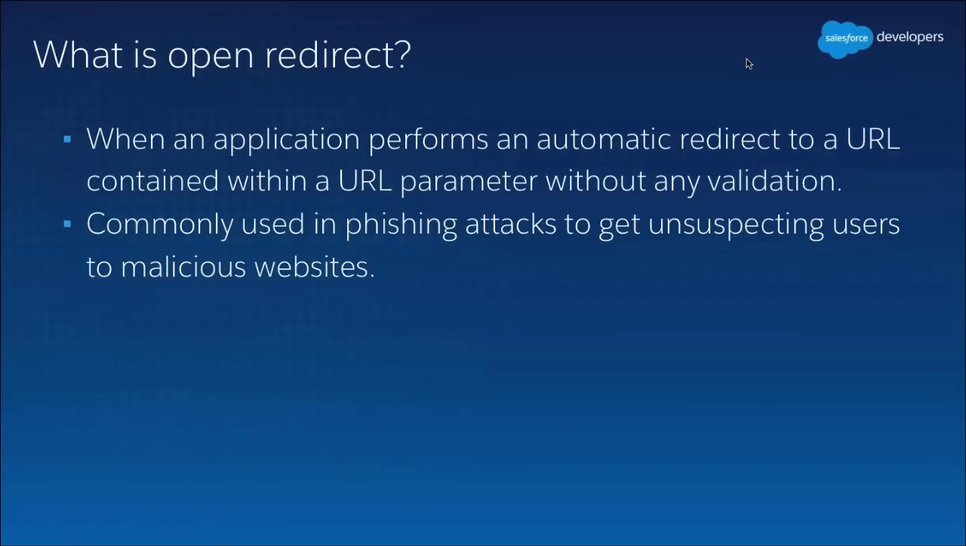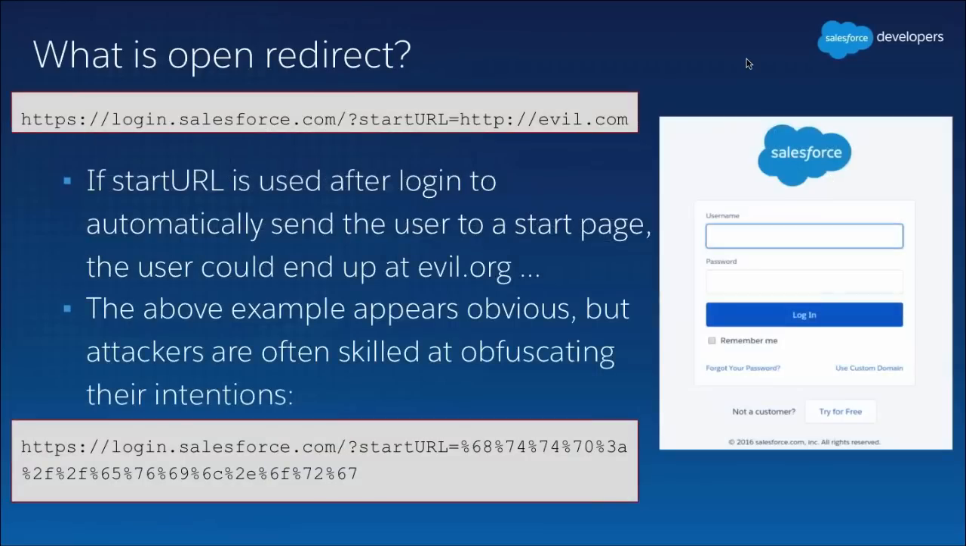So basically, just to give an example, let's assume Salesforce has open redirect. We do not have it, but just for demonstration purposes, let's say Salesforce has open redirect. Here, what happens is, if the start URL is a parameter which is vulnerable to open redirect, and the start URL has a parameter called evil.com.